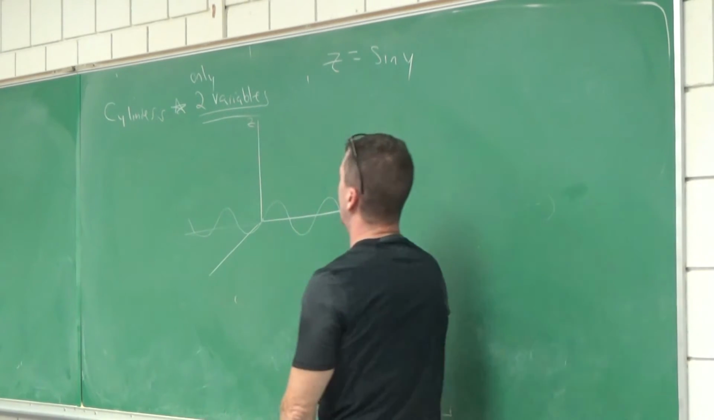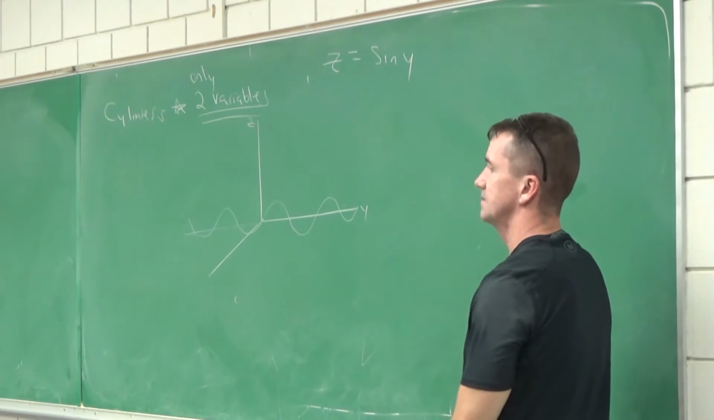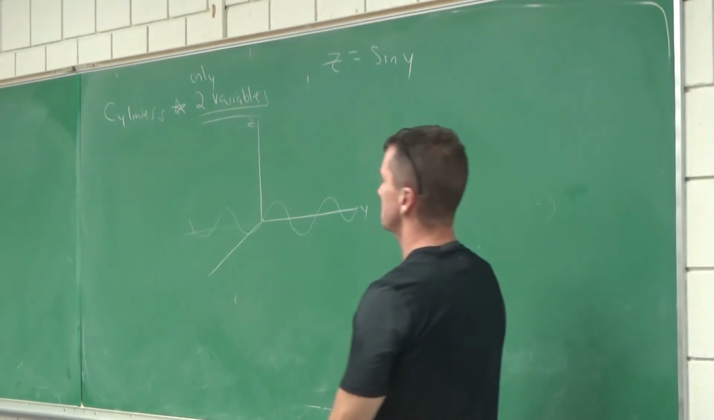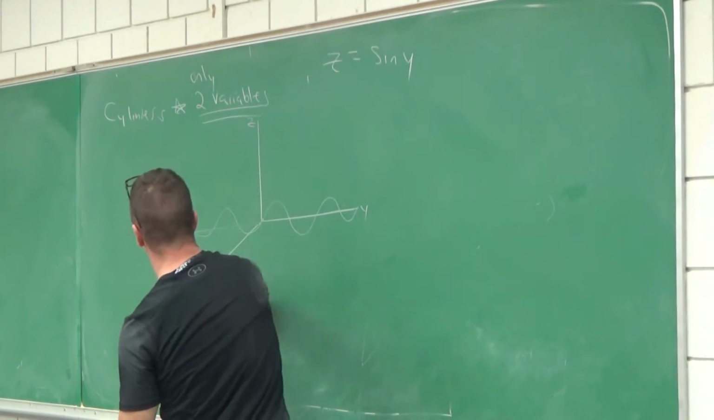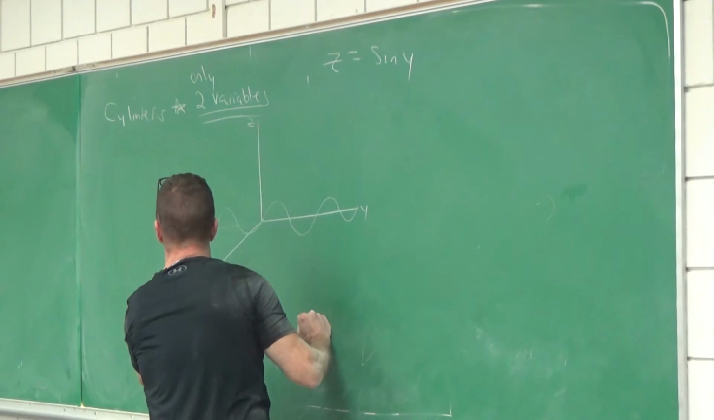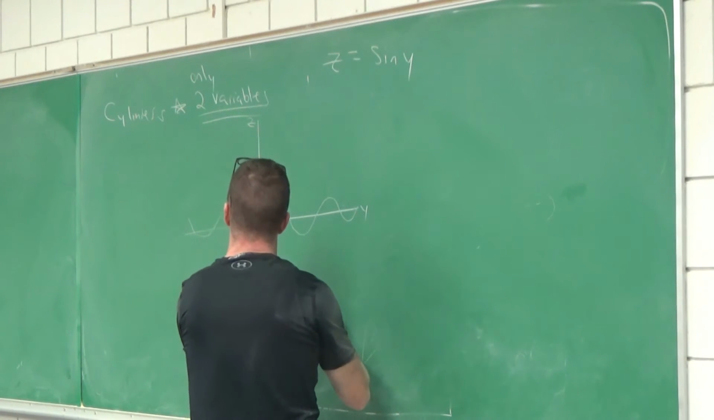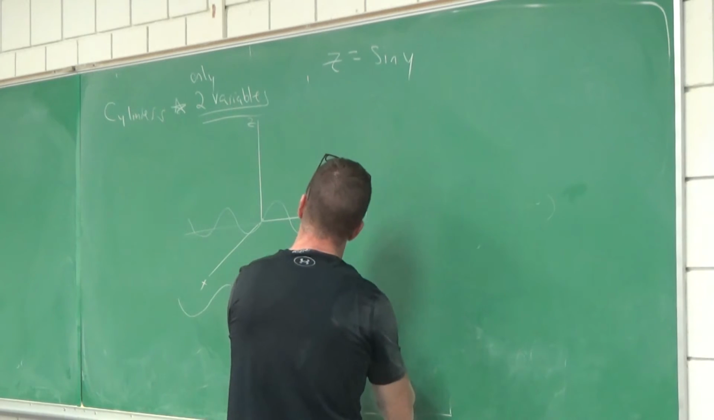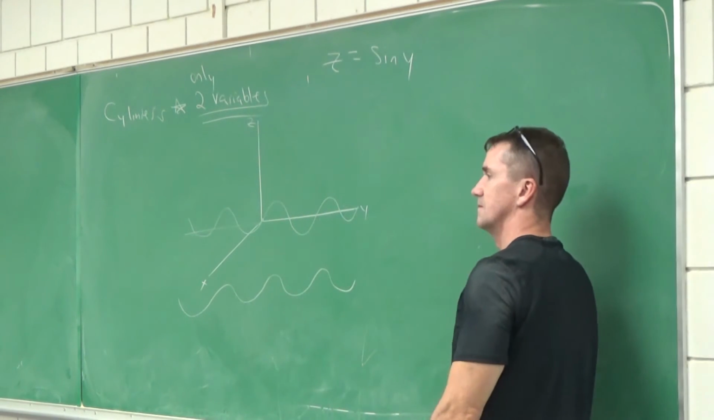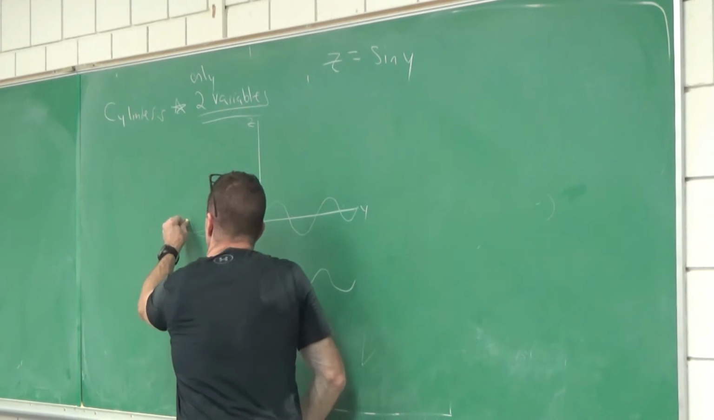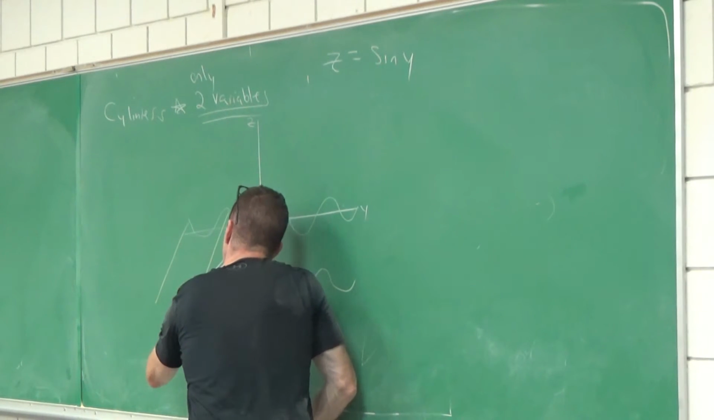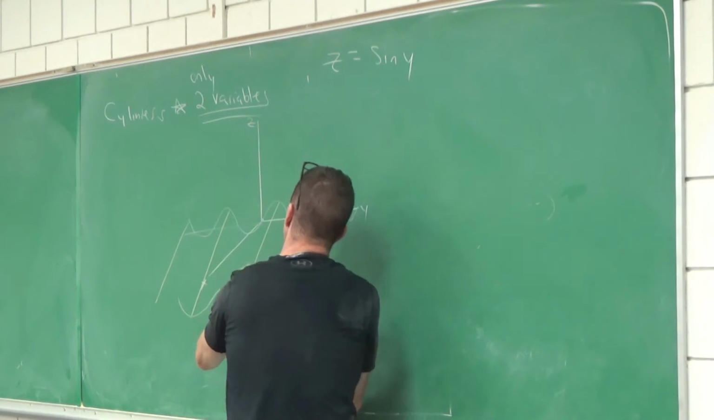Y. The y-axis. Now which variable's missing? X. Let's make another trace. Go down here and just duplicate this trace. Here you go. Now what is this really describing? I mean, it's a cylinder, but what is it? It's like a wave, isn't it?